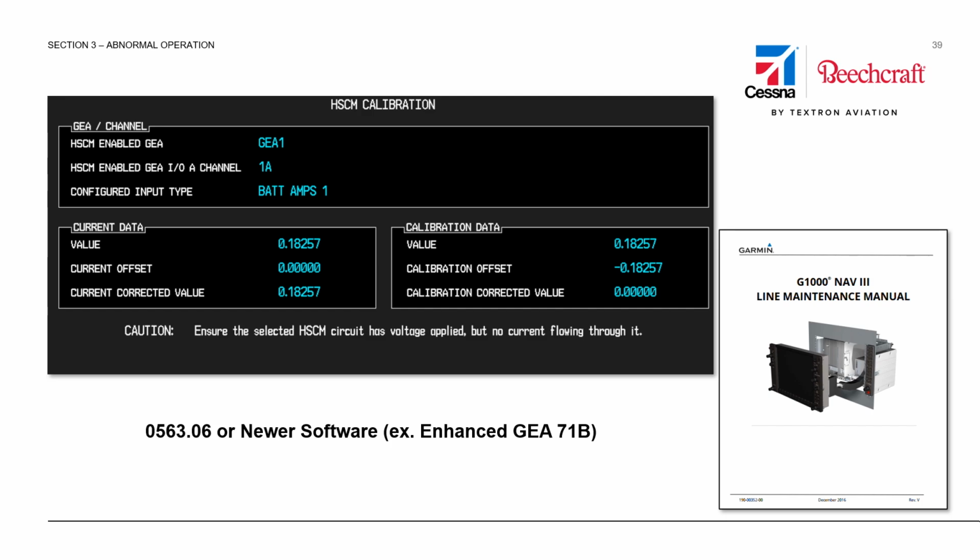Now, this is a procedure that is only available on the legacy G1000 systems. Some of the very early NXi systems that still use the original GEA 71s can do this. If it's a newer system with a GEA 71 Bravo, the high side current monitor calibration is no longer available because the circuitry in the 71 Bravo is that much better that we don't have to do this procedure anymore.